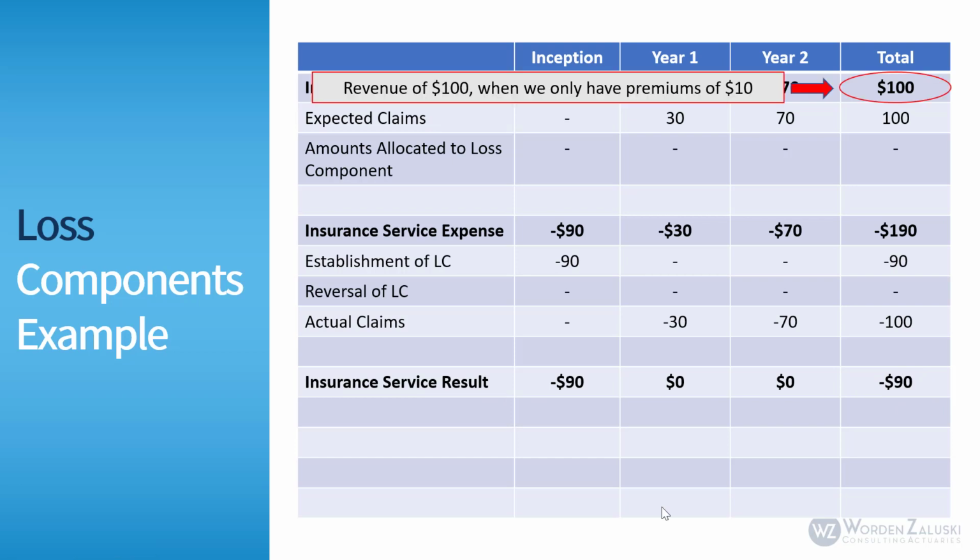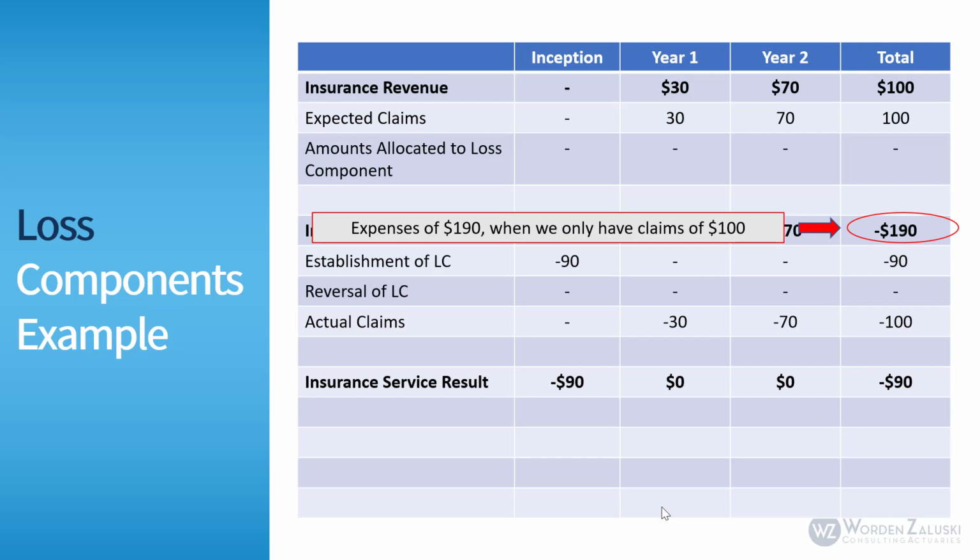So what's the problem here? Well, we have revenue of $100 when we only really received $10 of premiums, $5 in the first year and $5 in the second year. So this is a pretty strange result with our insurance revenue being $100 when all we did was collect $10 in premiums. On the insurance service result, we have expenses of $190 when we really only had claims of $100. So again, this is a pretty strange result. Even though the end result is still an insurance service result of a loss of $90, the income statement presentation is confusing.